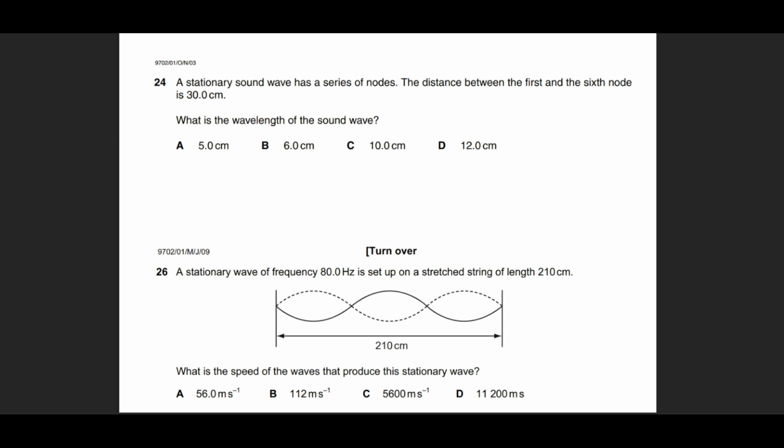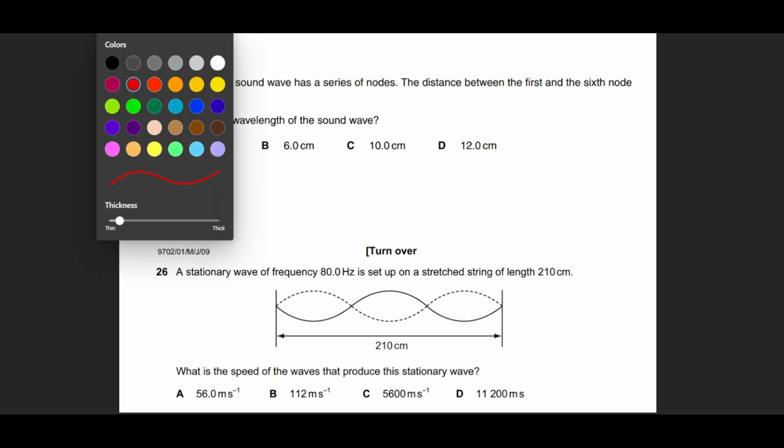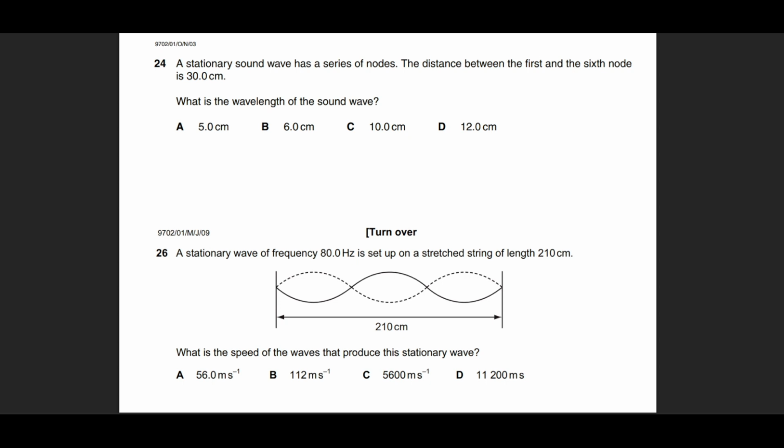We're going to solve questions regarding this. We're going to start with simple questions, then move towards the difficult questions. It says that the distance between the first and the sixth node is 30 centimeters. First, let's visualize this. So let's make the wave: first node, second node, third, fourth, fifth, and sixth.